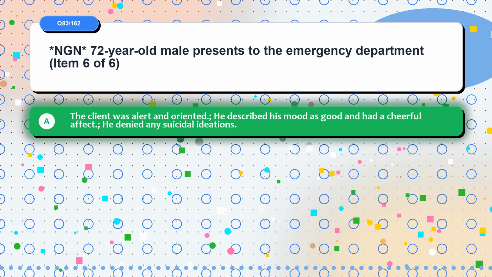The correct answer is option A. The client was alert and oriented. He described his mood as good and had a cheerful affect. He denied any suicidal ideations.